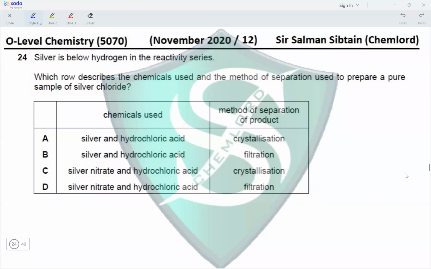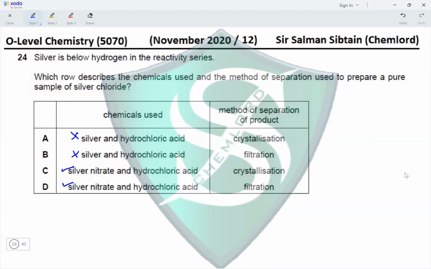Question 24. Silver is below hydrogen in the reactivity series. Which row describes the chemicals used and the method of separation used to prepare a pure sample of silver chloride? Chemicals used would be silver and hydrochloric acid. No, it will not displace hydrogen because it is less reactive. Option A is incorrect. B, silver and hydrochloric acid, again incorrect. C, silver nitrate and hydrochloric acid, yes. This would form silver chloride and HNO3. So C and D have the correct chemicals used.